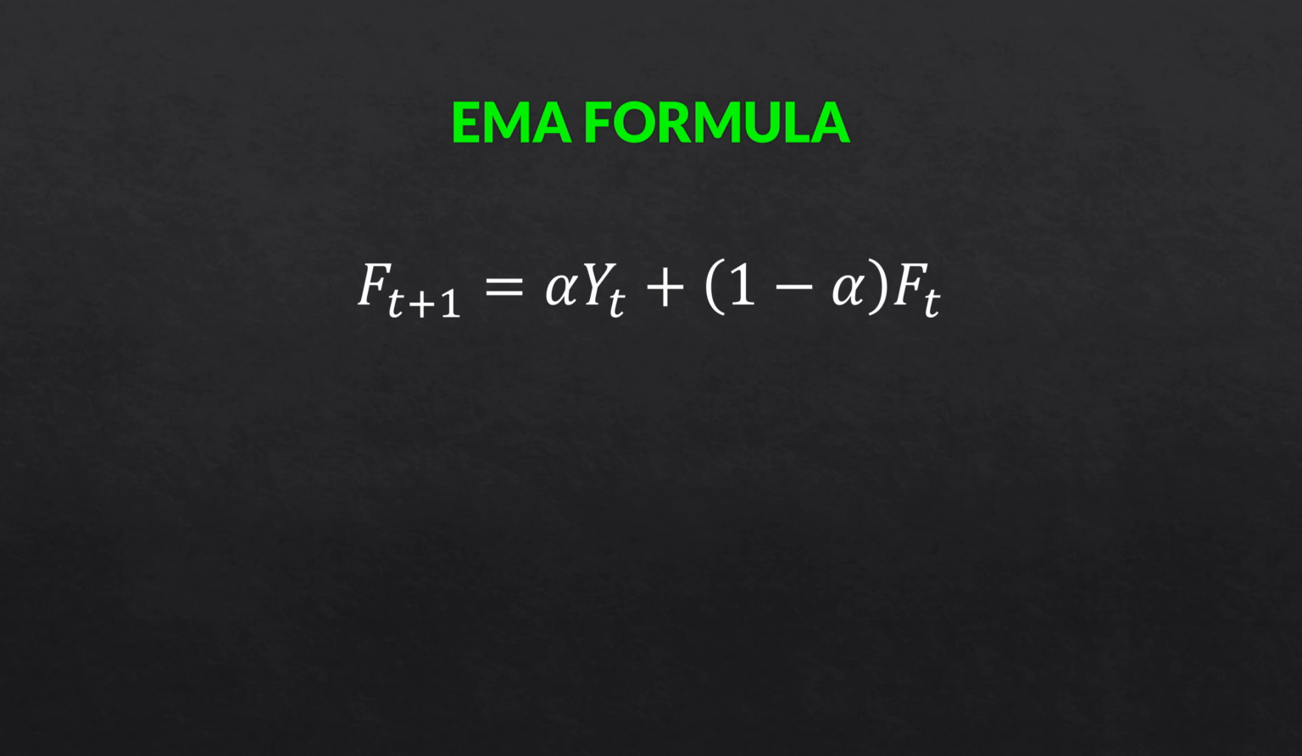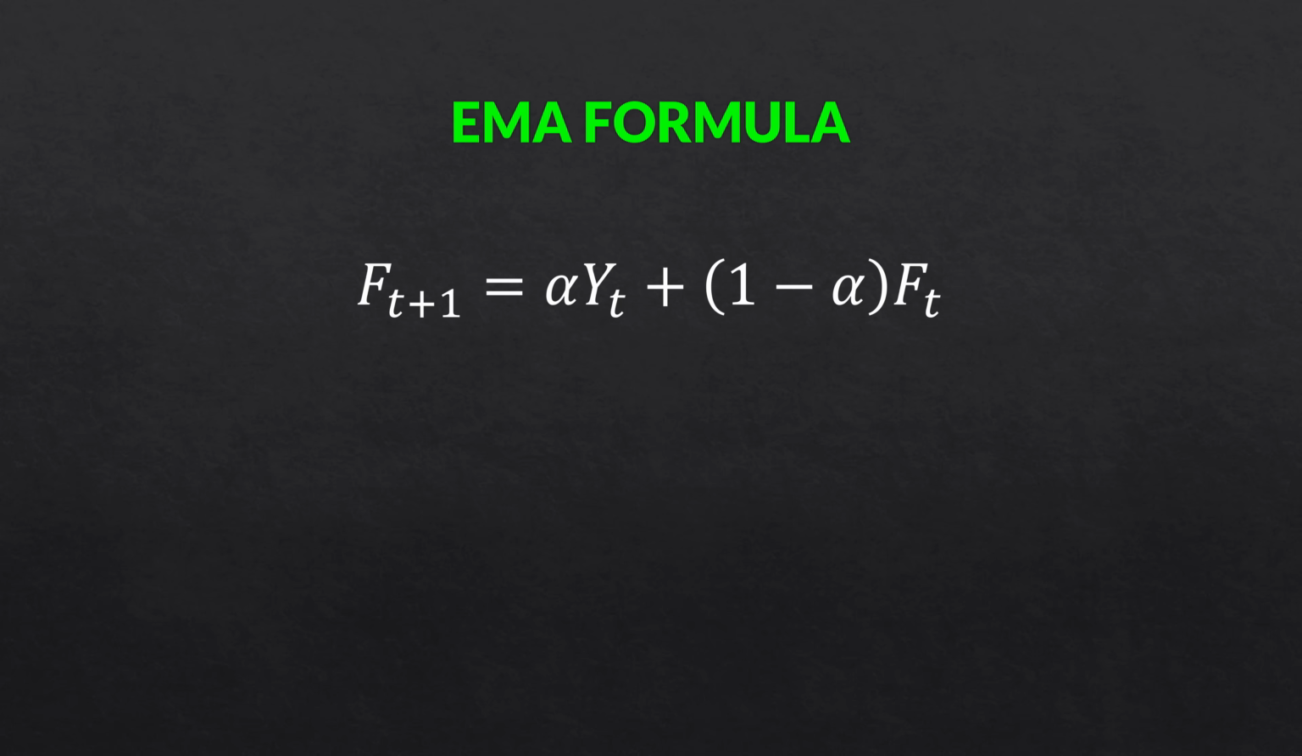Luckily, it's pretty simple. So f sub t plus 1, that just means the forecast value for the next period, is equal to alpha times y sub t, that's just alpha times the actual value from last period, plus 1 minus alpha, the difference, times the forecast value from last period. And visually, this will make sense here in a second.